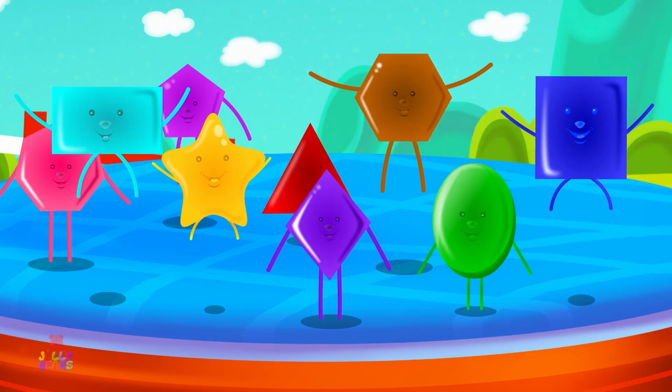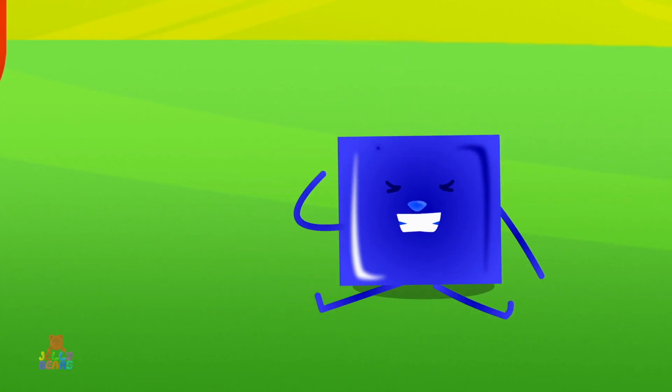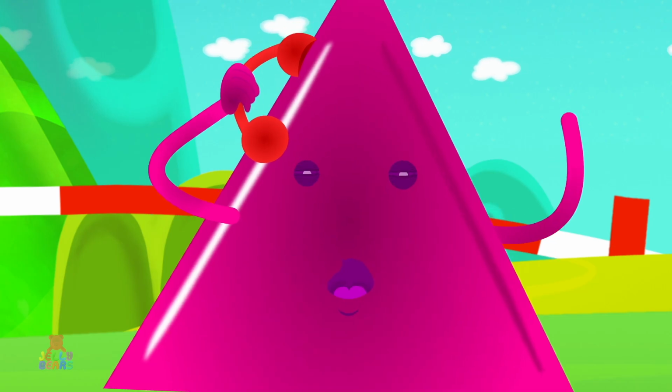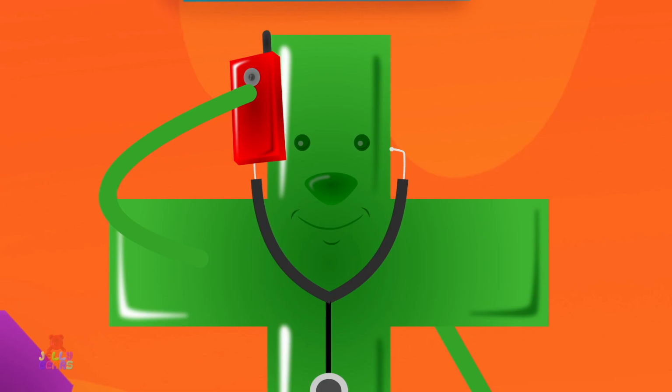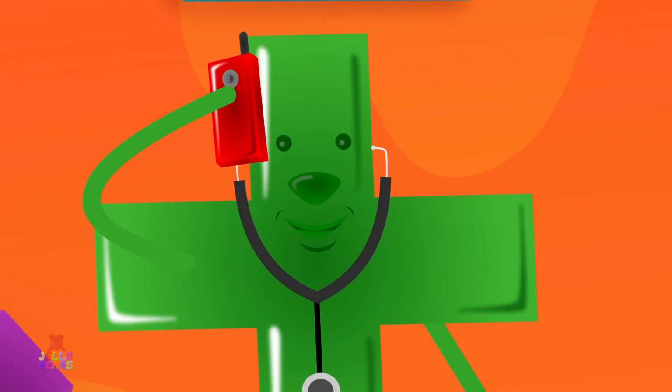Nine little shapes jumping on the bed. Square fell off and bumped his head. Triangle called the doctor and the doctor said, no more shapes jumping on the bed.